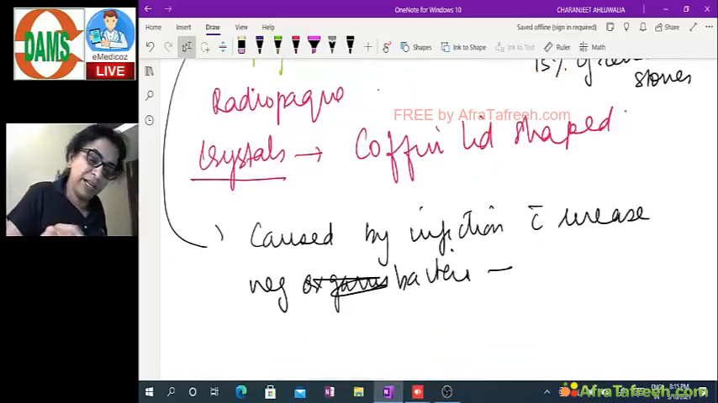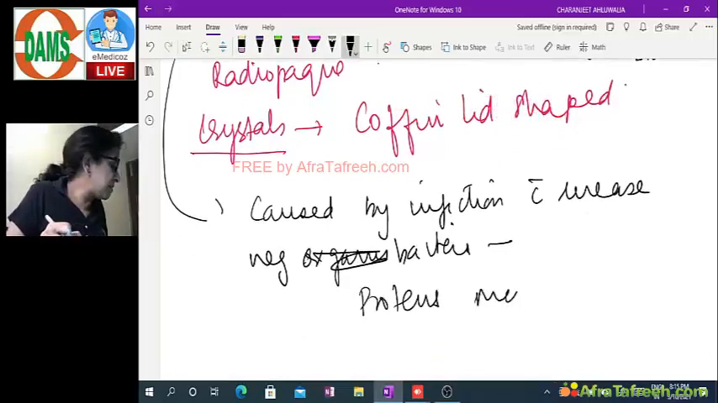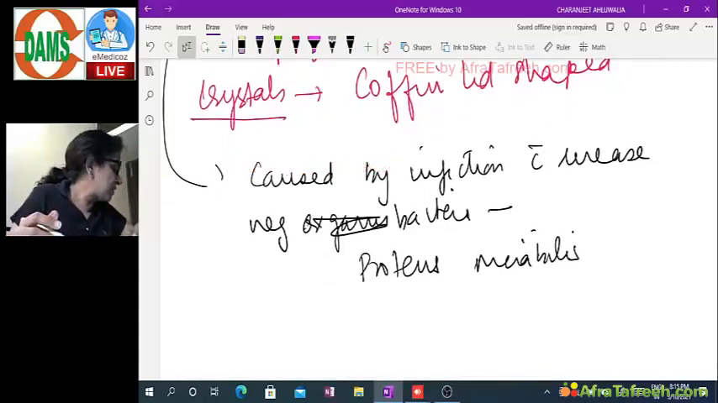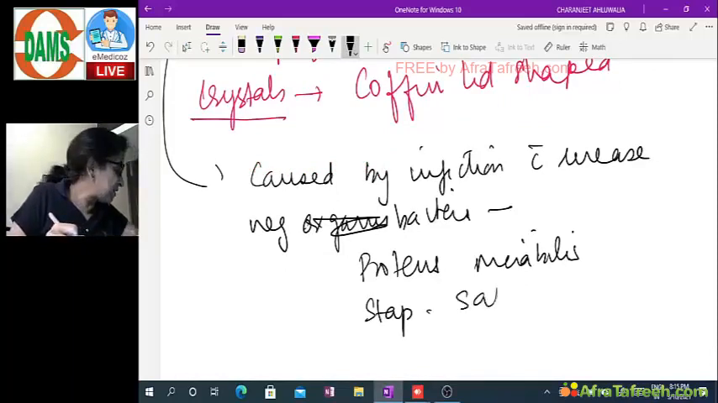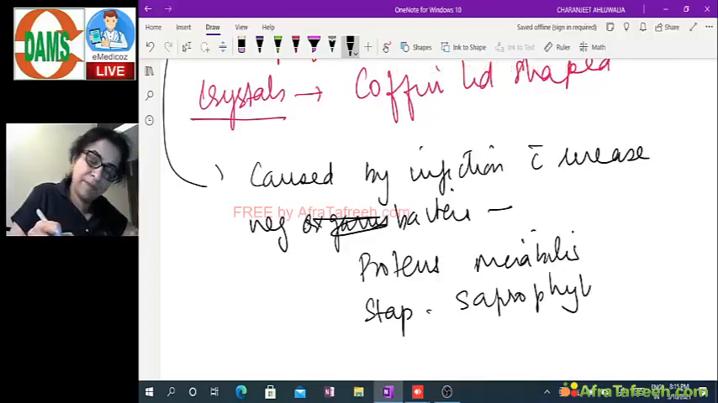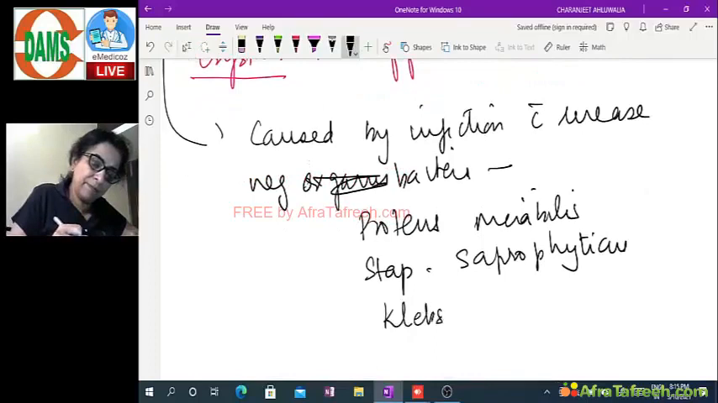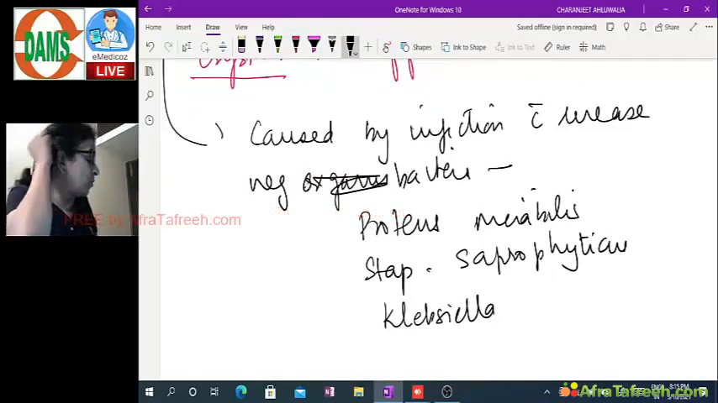So which are the urease producing bacteria? Proteus mirabilis. Then you have Staphylococcus saprophyticus, and Klebsiella. So they are caused by these, and you know they hydrolyze urea to ammonia, so they make the urine alkaline.